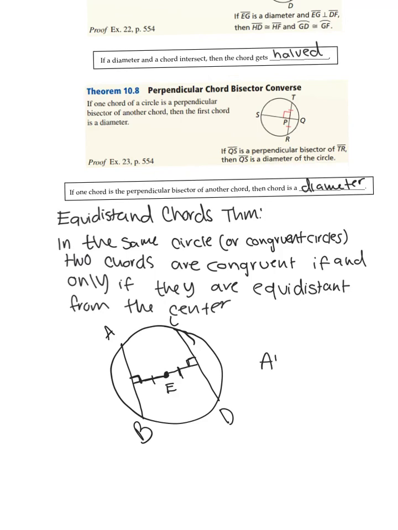So AB is congruent to CD if and only if EF is congruent to EG. Okay, and this would be F, and this would be G.